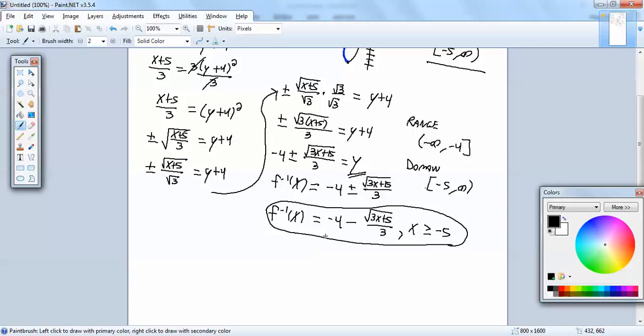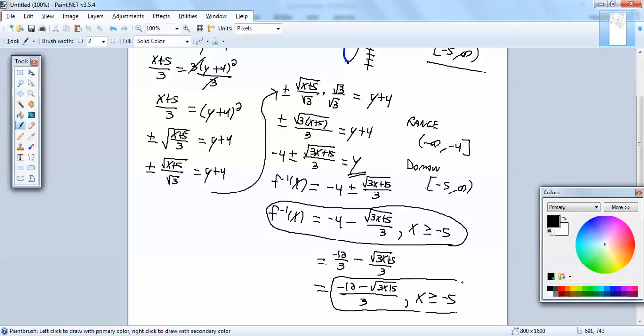Now if they get a common denominator, they would rewrite this as negative 12 over 3 minus the square root of (3x plus 15) over 3, which then gives you negative 12 minus the square root of (3x plus 15) all over 3 with the same condition. It's hard to say. Some books consider simplified form as a single fraction, so this first answer would not be in the right form.